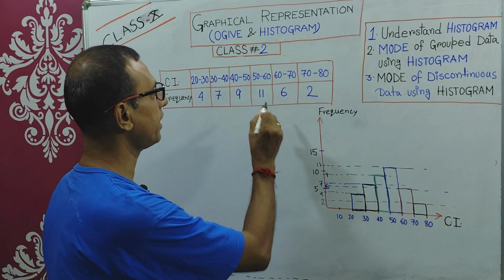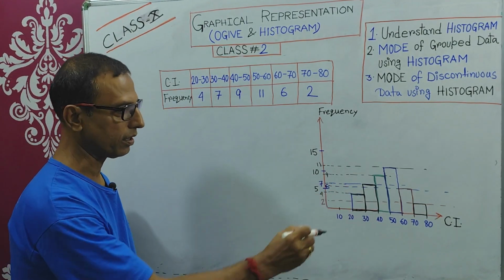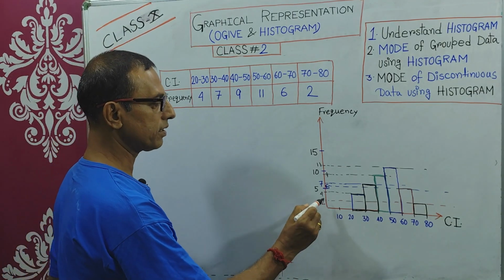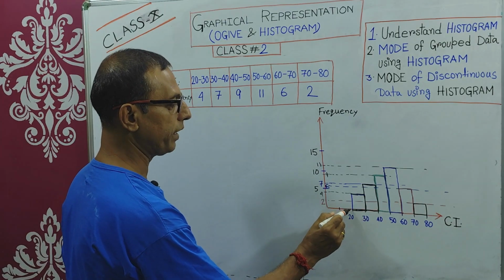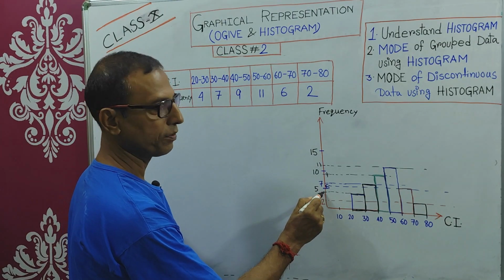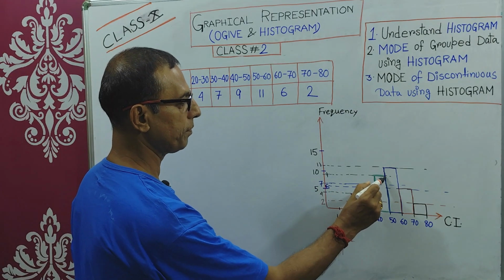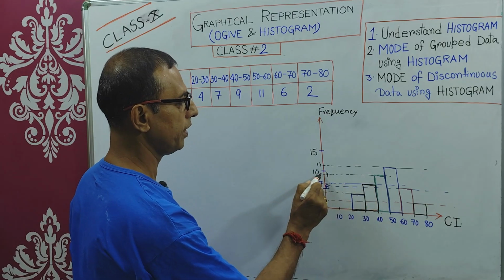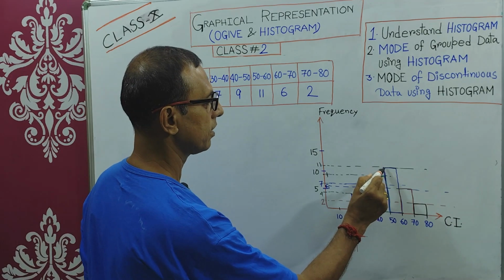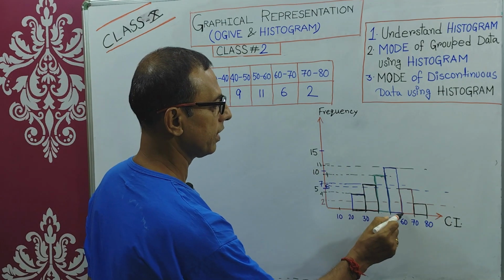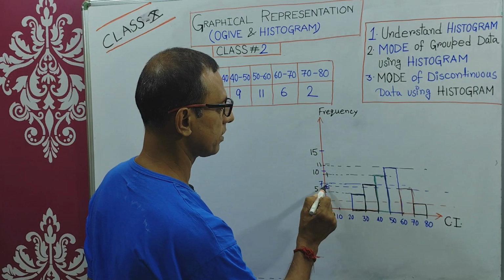So now, let's say the table is not given to you. This is the histogram representation. Along the y-axis you have the frequency values, and along the x-axis you have the class intervals. 20 to 30 has frequency 4. 30 to 40 has frequency 7. 40 to 50 intersects the y-axis here, that is 9. 50 to 60 intersects the y-axis here, that is 11. 60 to 70 intersects here, 6.